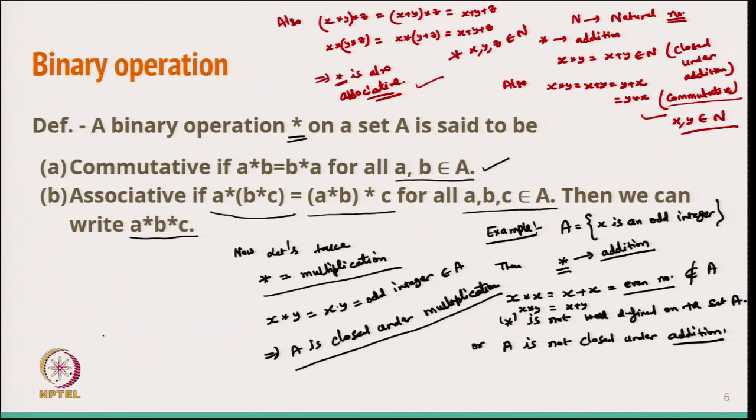Now, we can also change the star from addition to subtraction. So, you will see that in this case it is not even closed under subtraction, for the set of natural numbers. So, this way we can define the binary operations, and then we can check whether it is closed or not, and commutative or associative or not.